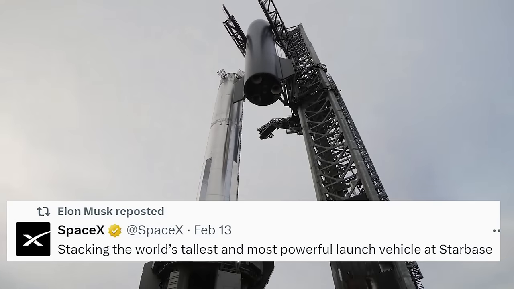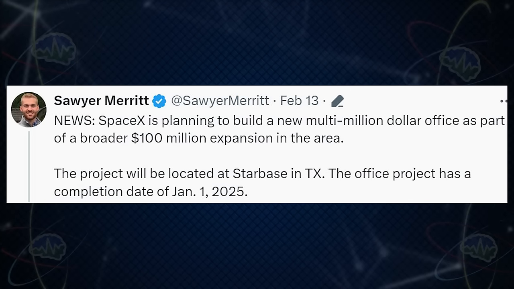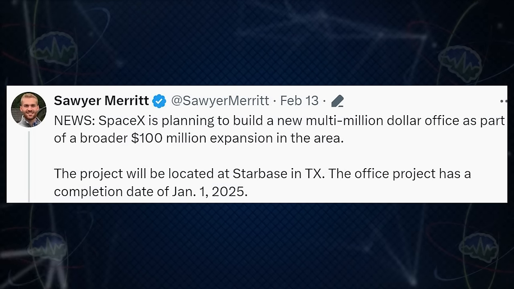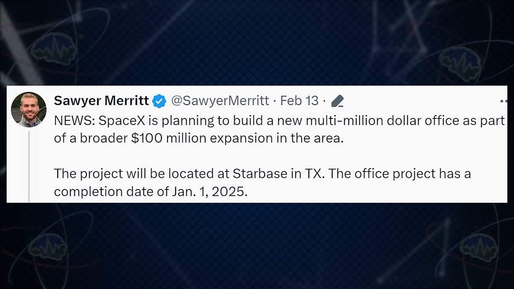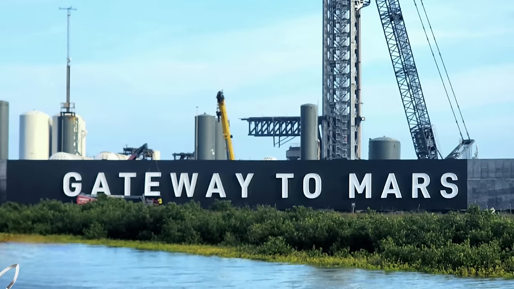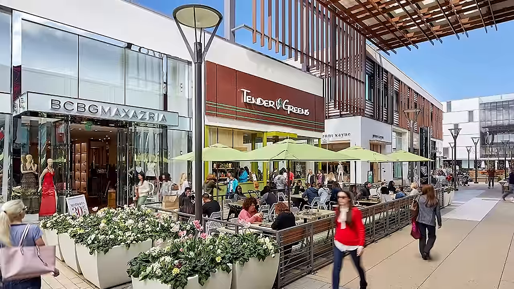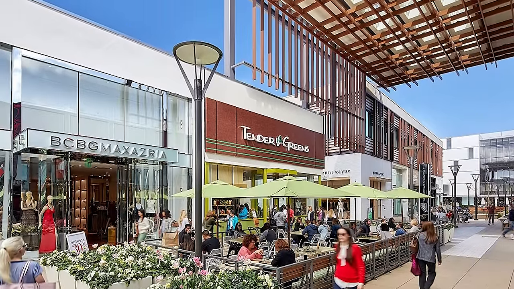And Elon reposted the SpaceX post stacking the world's tallest and most powerful launch vehicle at Starbase. And Sawyer Merritt said, news, SpaceX is planning to build a new multi-million-dollar office as part of a broader $100 million expansion in the area. The project will be located at Starbase in Texas, and the office project has a completion date of January 1st, 2025. This SpaceX Starbase office project includes 5 levels of offices in addition to 1 million square feet of special-use industrial factory space.